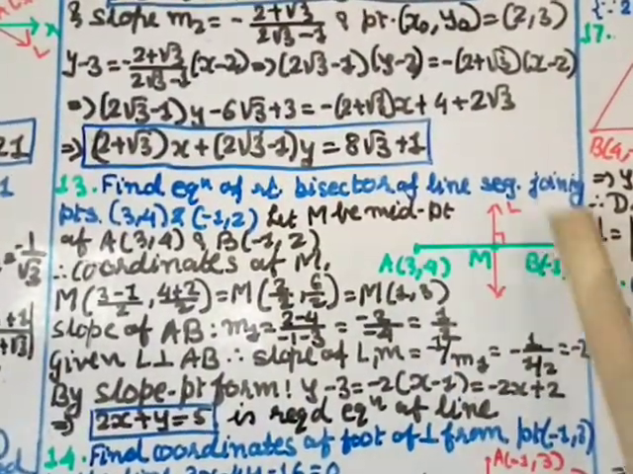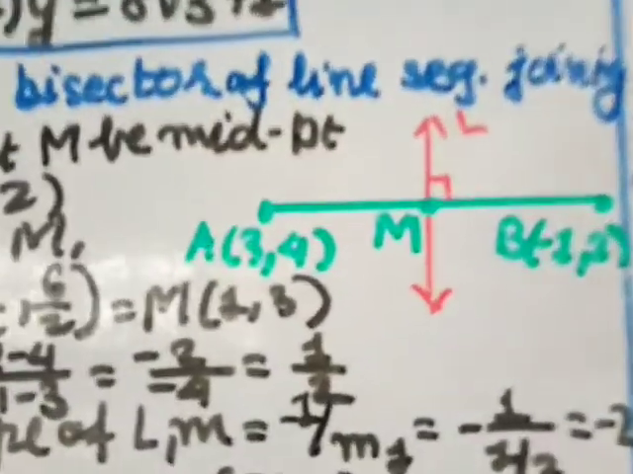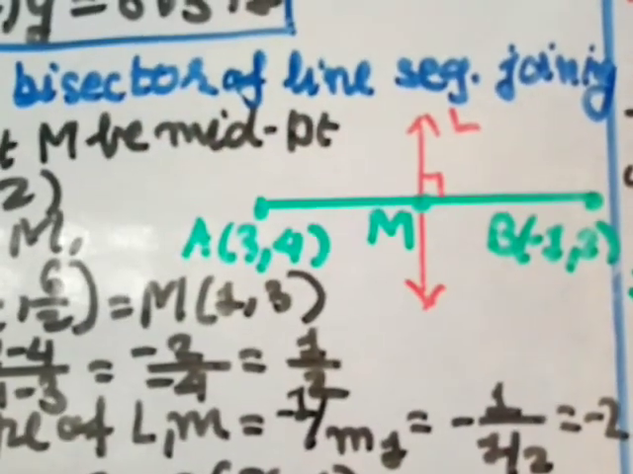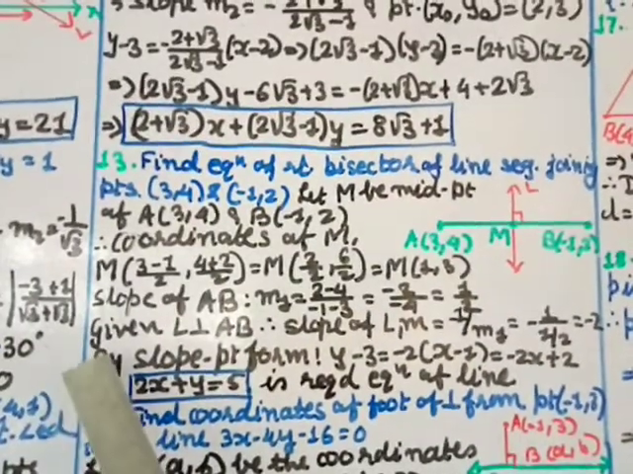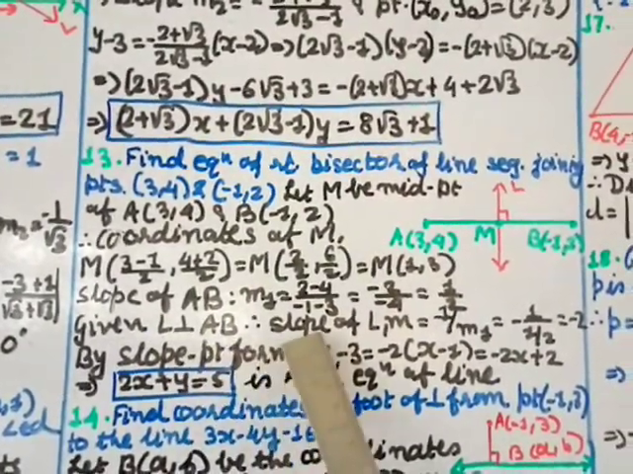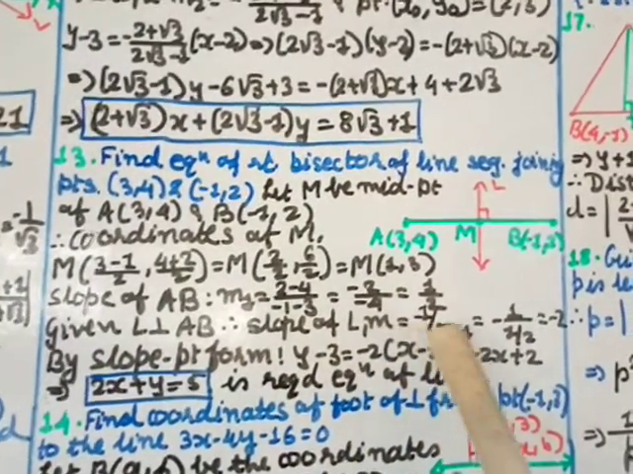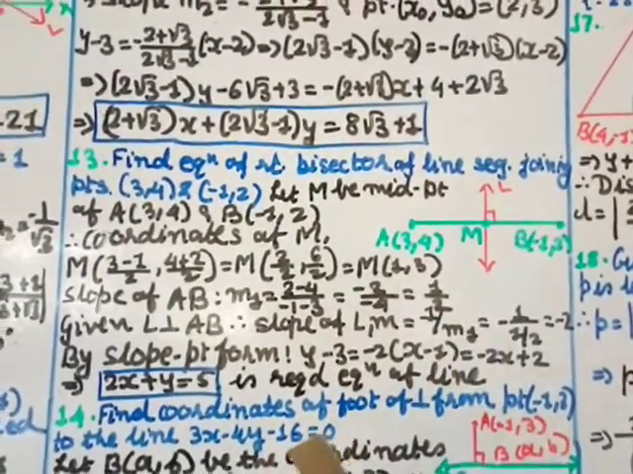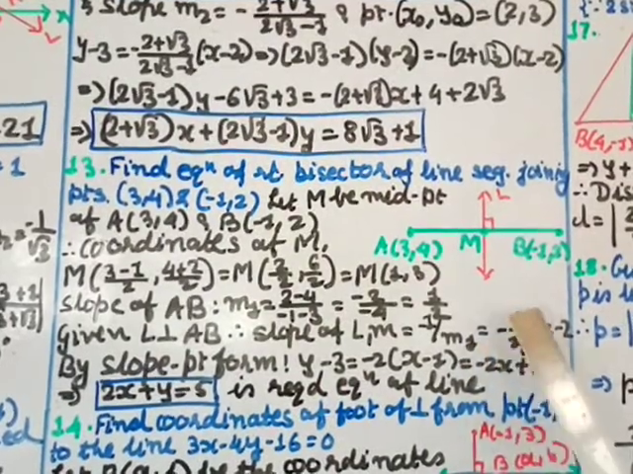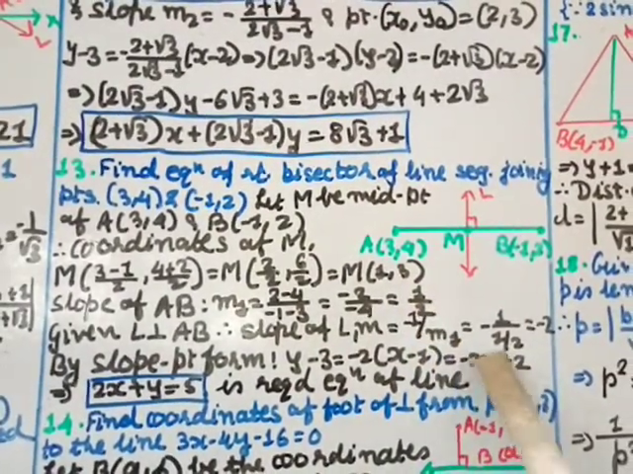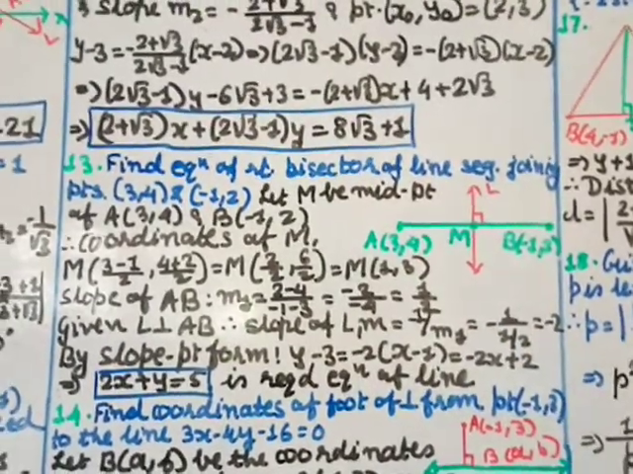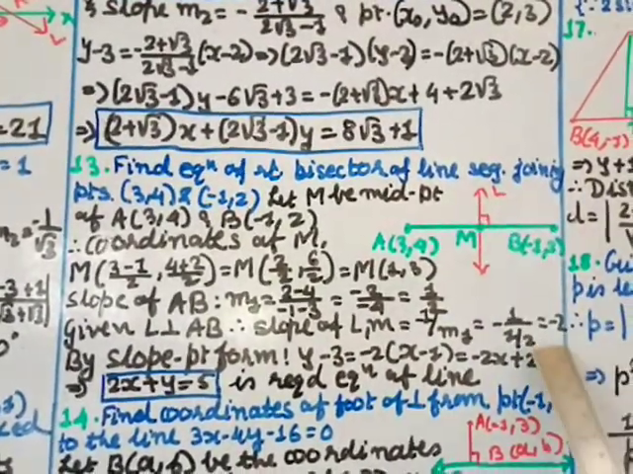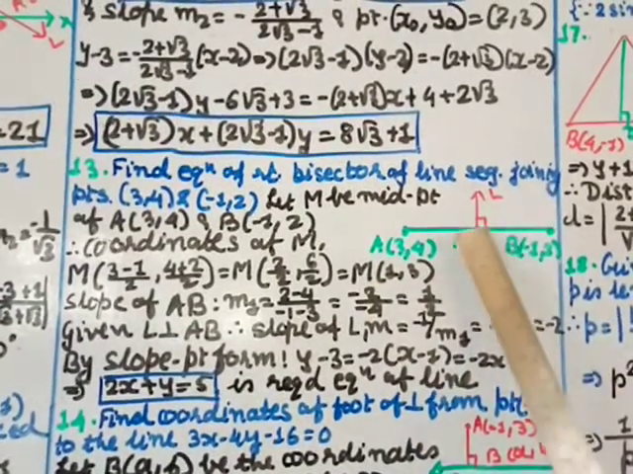Now this line and this line are perpendicular to each other. So if two lines are perpendicular, then the product of the slopes is minus 1. That means we can write that given that L is perpendicular to AB, therefore slope of L, m, equal to minus 1 by m1, the slope of the AB. So equal to minus 1 by slope of AB, which is 1 by 2. This 2 take in the numerator, this minus is there, so equal to minus 2. So the slope of the line L is minus 2, the point that is midpoint is 1 and 3.